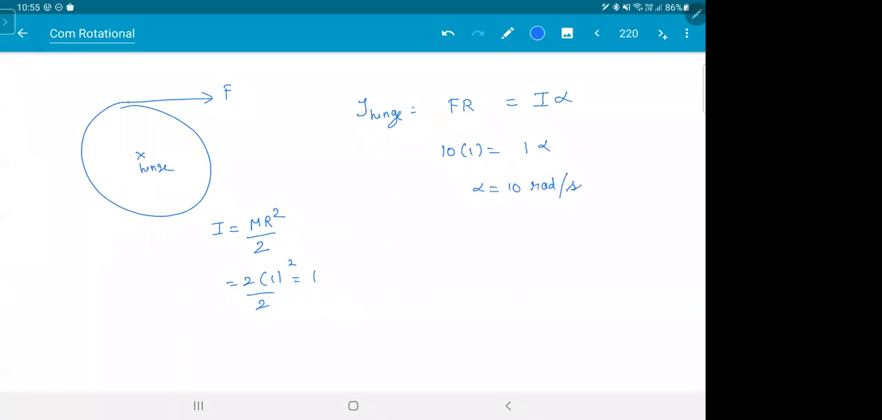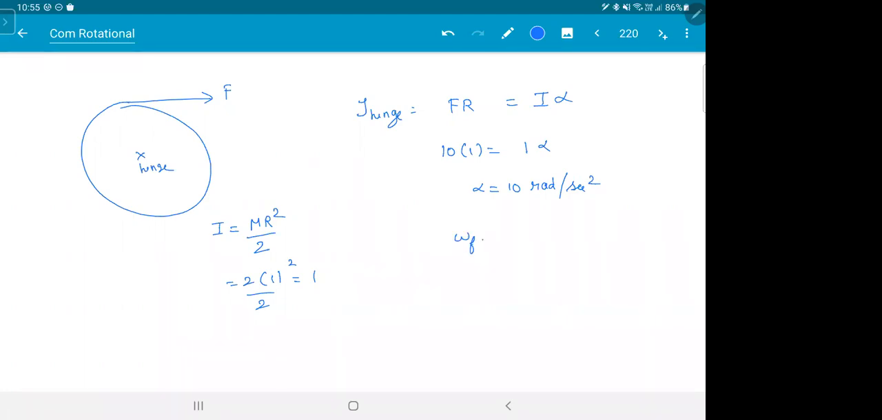Torque is equal to I alpha. Till now, what used to happen? Torque used to be 0. In equilibrium, torque was 0. Now it is not in equilibrium. The body is rotating. So torque is equal to I alpha. That's what I was saying. You should know how to calculate torque. You should know how to calculate I.